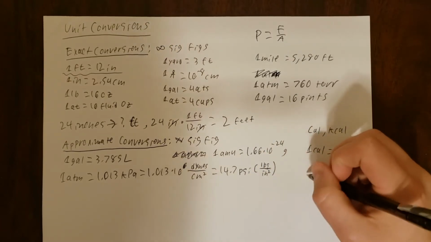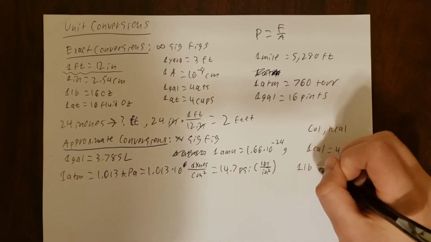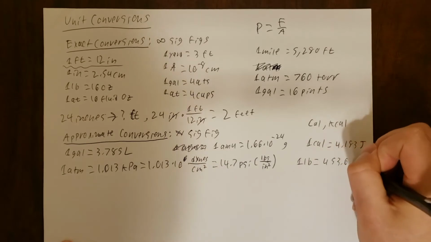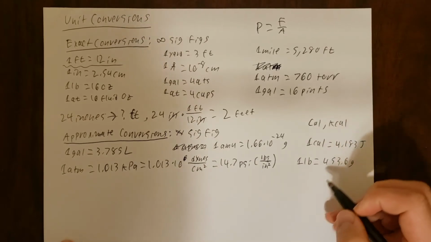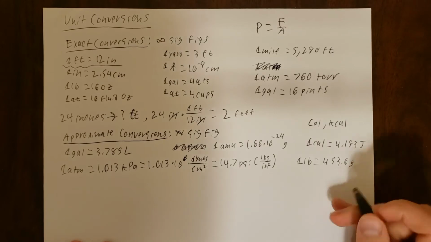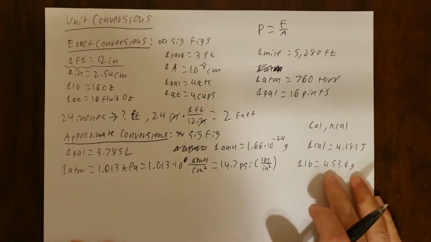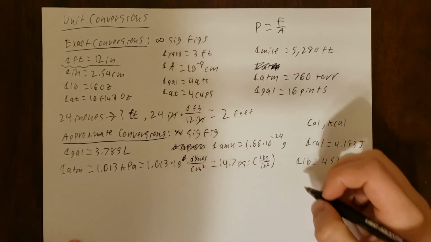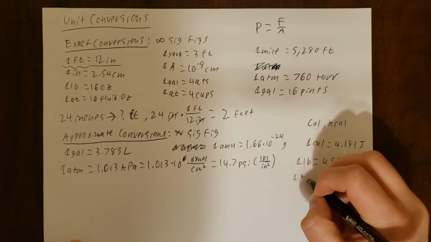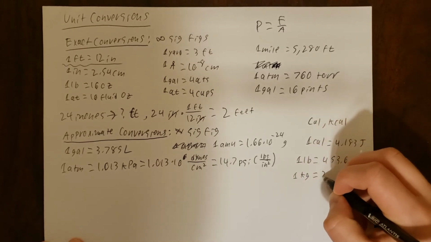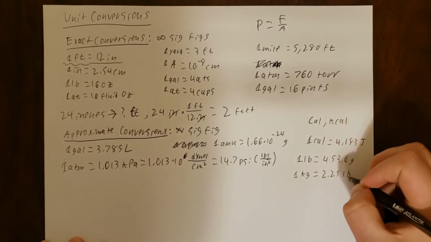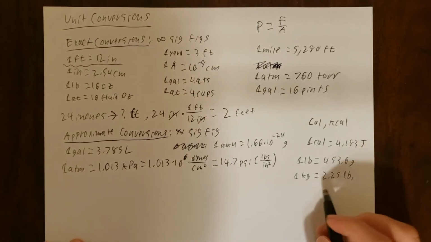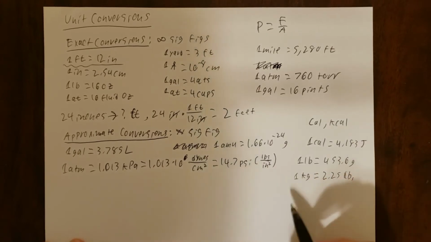And finally, we have an approximate that 1 pound is approximately equal to 453.6 grams. Another even less accurate approximation, but still a very useful one, is that 1 kilogram is approximately equal to 2.25 pounds. That's specifically under Earth's gravity, though. That will change depending on where you are.